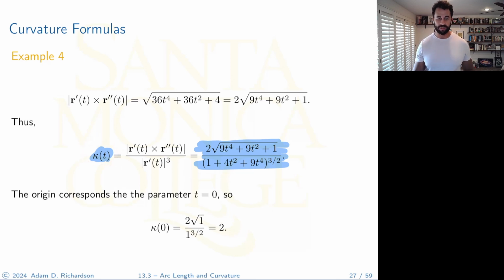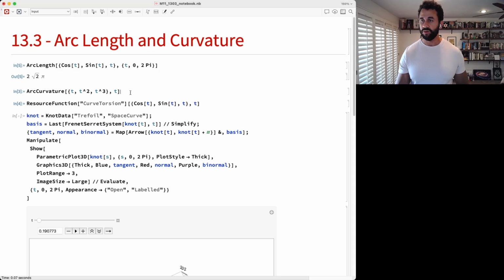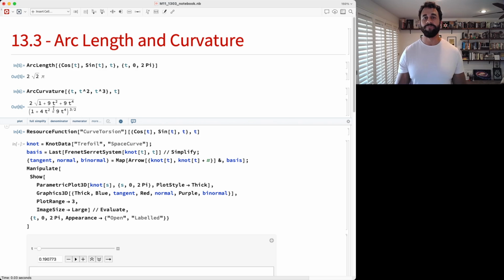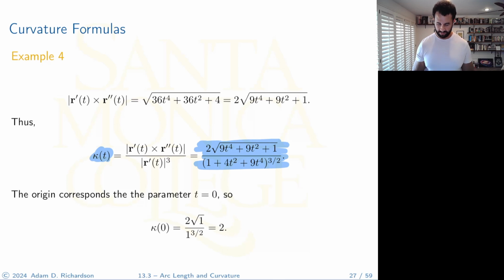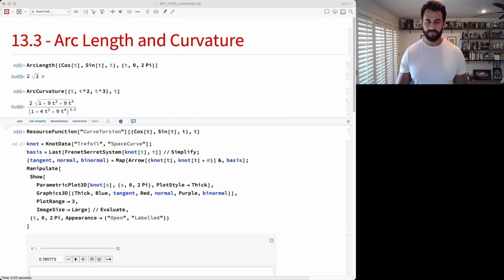Let's see if Mathematica agrees. So arc curvature, I entered the vector function here. The parameter is t, shift return, boom. There it is, the same formula. I'm going to flash back just so you can compare. It's right there in blue. Now let's take a look at Mathematica. Same formula, right? There it is. Cool stuff.